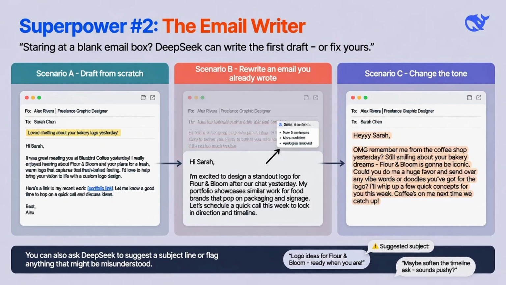Scenario B. Rewrite an email you already wrote. Paste your draft, then add, make this sound more confident and less apologetic. Shorten it to 3 sentences.